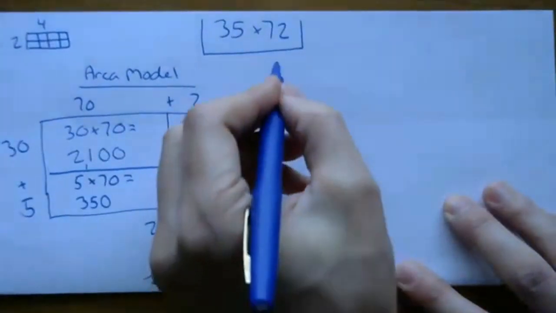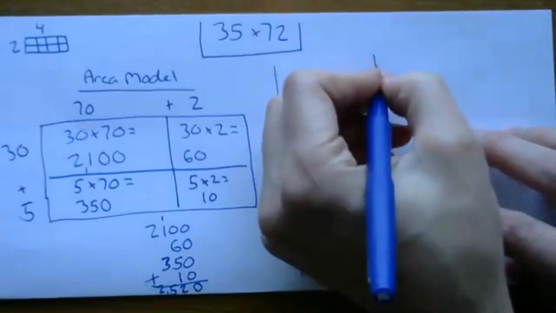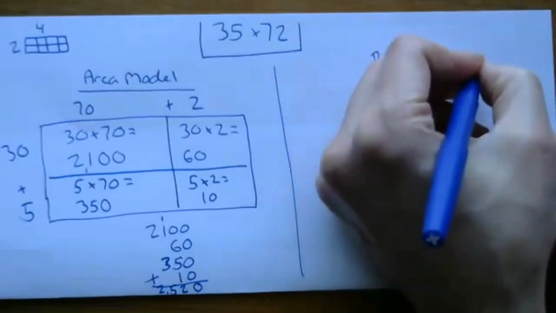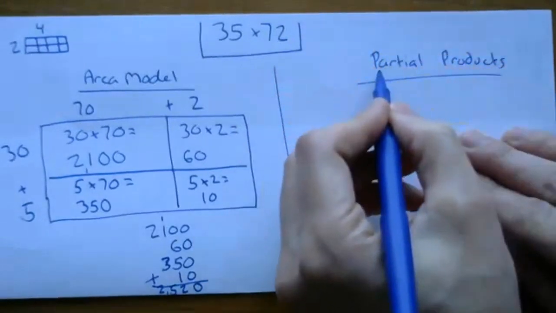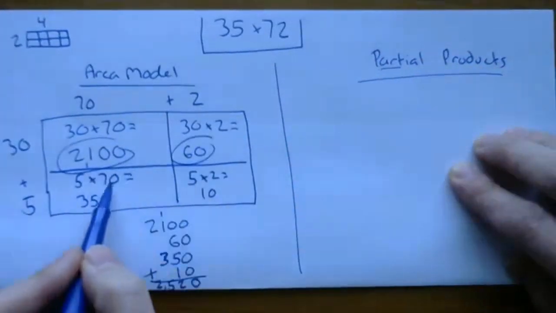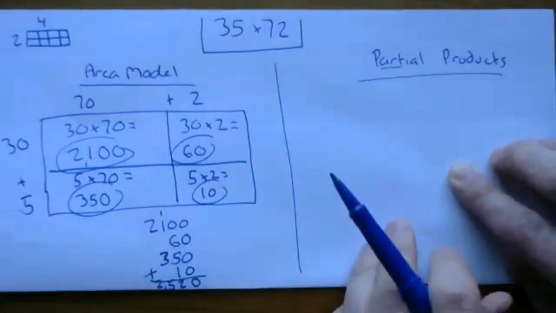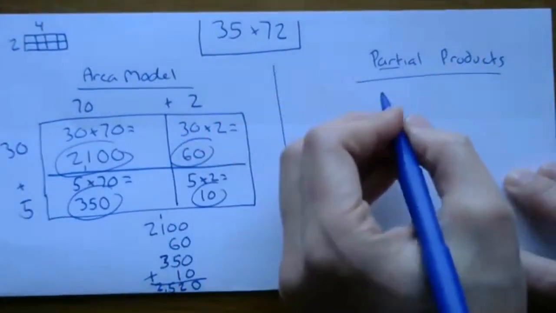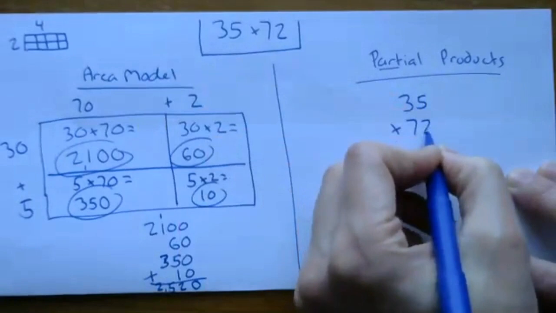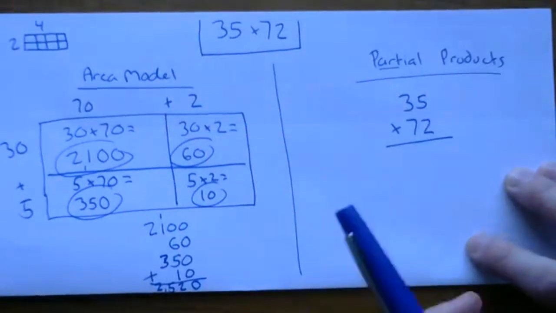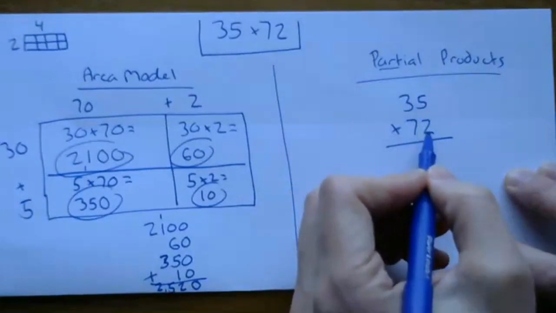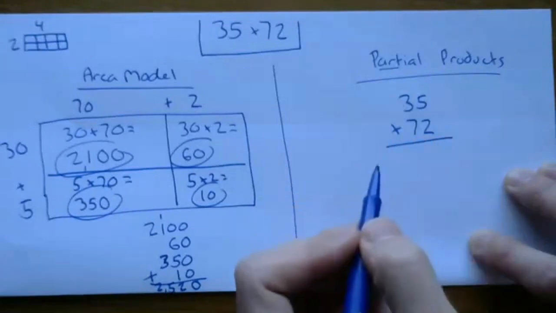Let's check that result with our next method, which is called partial products. The word partial just means a part. It even has the word part in it. So all of these here are partial products. They're not the entire product, but they're part of the total product. And that's what we do when we use the partial products method. We're just going to stack these two numbers, 35 and 72. And then, like I said, when you're multiplying multi-digit numbers, you need to take each digit in one number and multiply it by each digit in the other number.